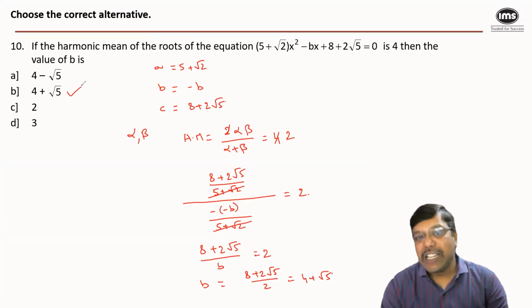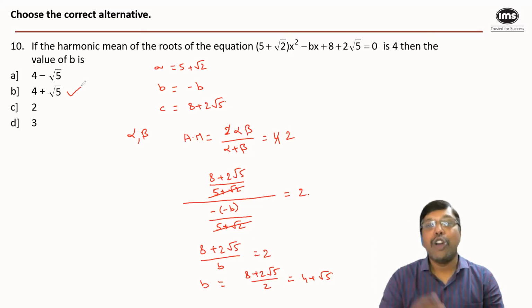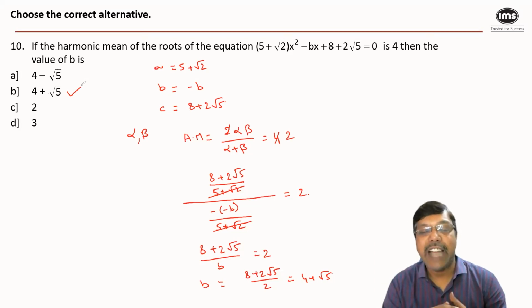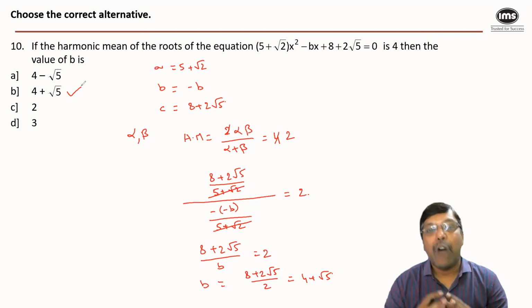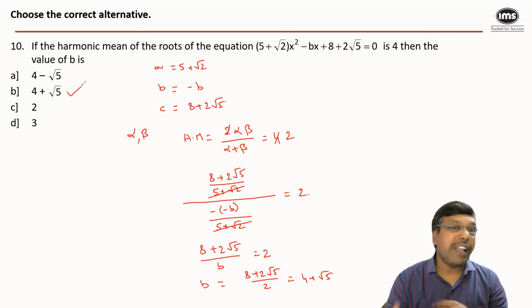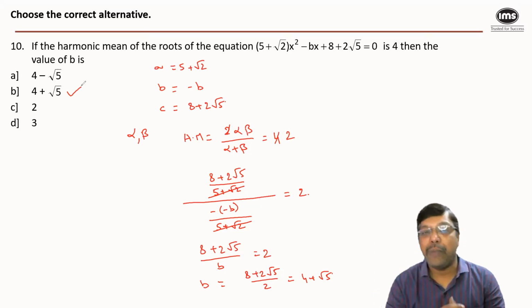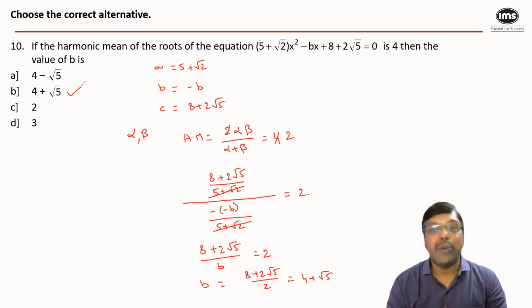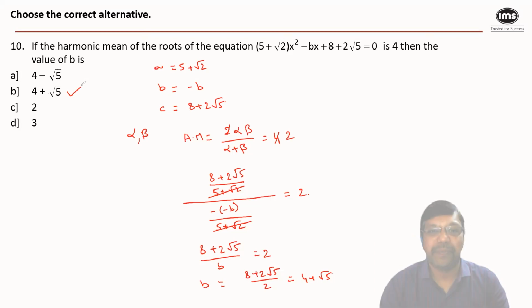Definitely an easy question, and someone can answer provided they have the understanding and knowledge of how to identify a harmonic mean of two given numbers. And the moment they see alpha beta and alpha plus beta, we need to substitute the value of the product of the roots and the sum of the roots.